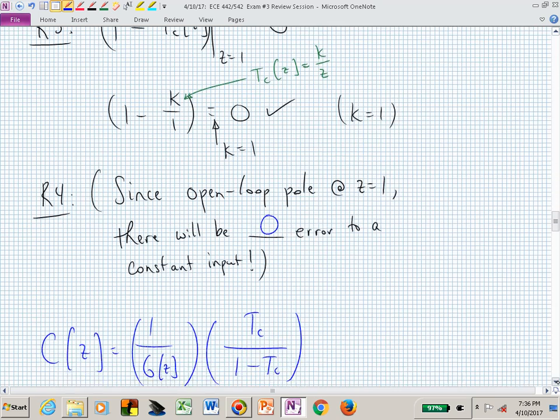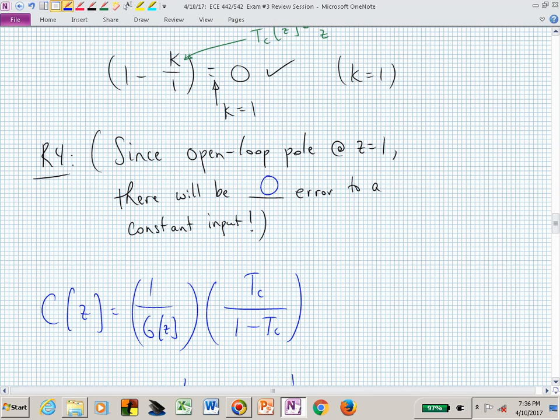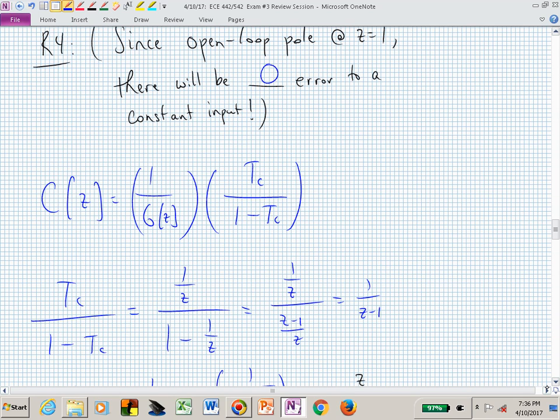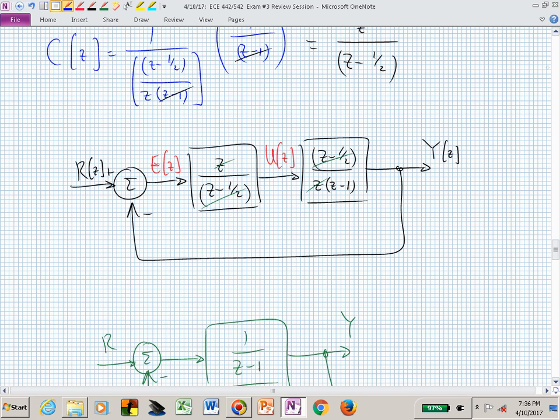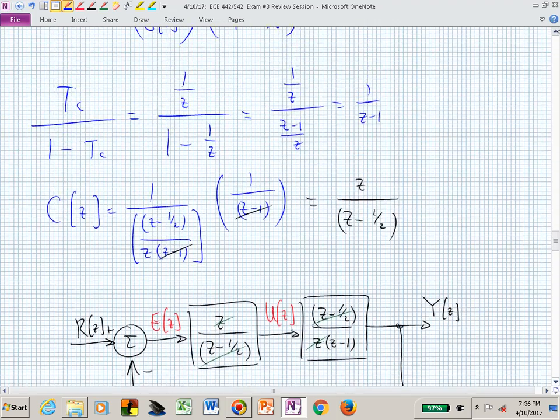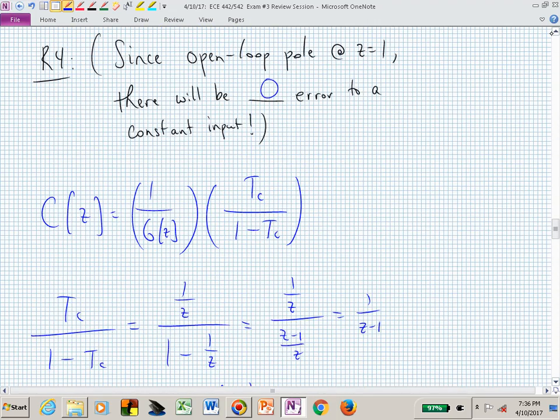If we keep going with this example, if we plugged in that T sub C that we just calculated, which was 1 over Z, into this design formula for our controller, T sub C over 1 minus T sub C, getting a common denominator in both the numerator and denominator, we end up with that ratio T sub C over 1 minus T sub C being 1 over Z minus 1.